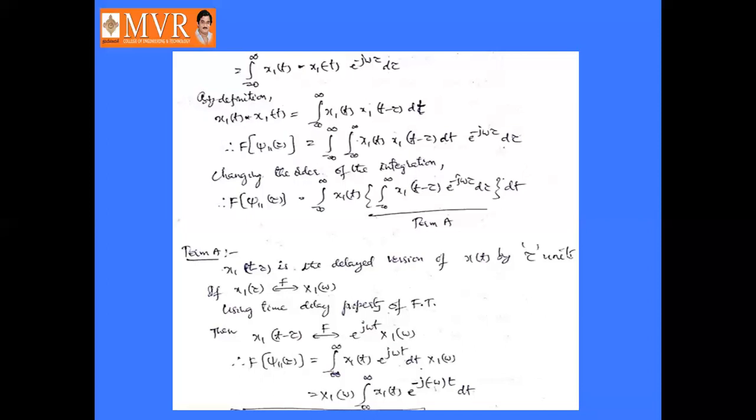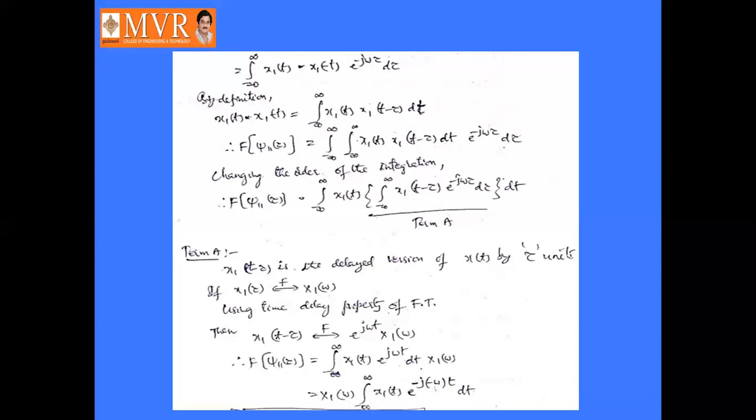So Fourier transform of J11 of tau is equal to integral from minus infinity to infinity x1 of t into integral from minus infinity to infinity x1 of t minus tau into e power minus j omega tau d tau, whole into dt. Let it be considered as term A. So this is the delayed version of x of t by tau units. This is the time shifting property. So the Fourier transform of x1 of t minus tau is e power minus j omega tau into X1 of omega.